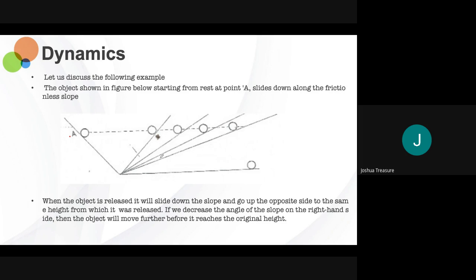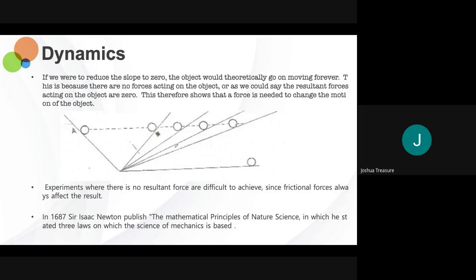So if we decrease the angle of the slope on the right hand, then the object will move further, or you'd have to go through more distance to reach back up to its original position, but essentially it should. All right. Now, if we were to reduce the slope to 0, then theoretically the object would go on forever. This is therefore because no force is being applied.